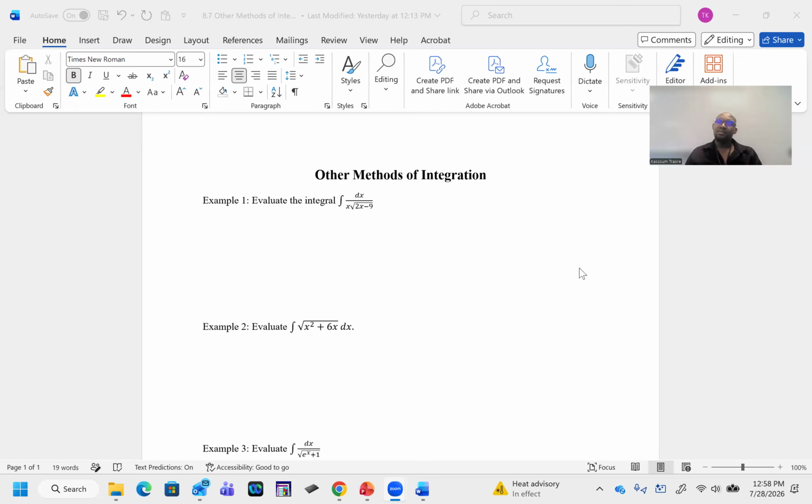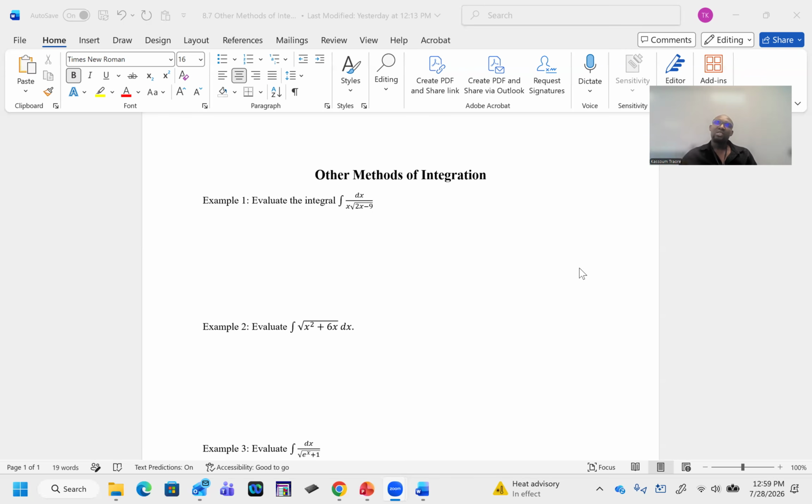Hello everyone, welcome back. So in this section, we are going to talk about other methods of integration. So far, we have studied many methods about integration, like variable substitution, integration by parts, partial fractions, and those are examples of analytical methods. But we have computer methods, which we will see in the next section.